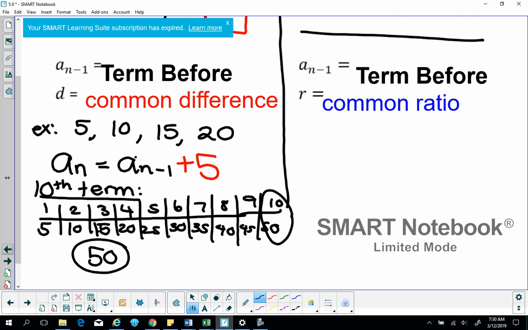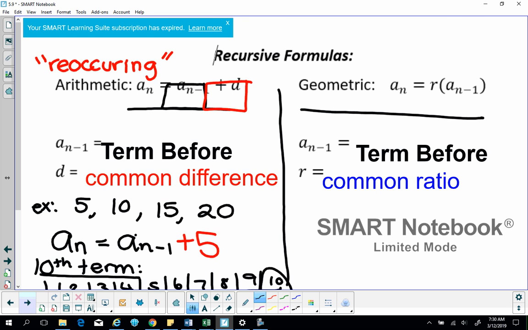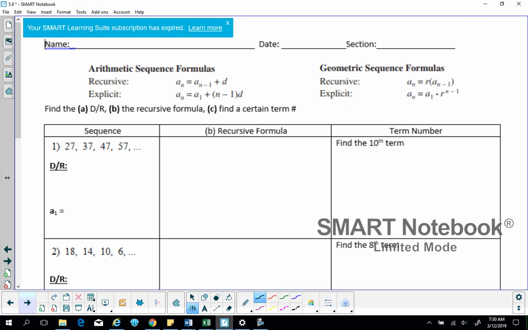Okay, so before we get to geometric, I'm going to have you guys go to that worksheet. You guys already did half of it. So if you go to this worksheet right here, it's the second page. It says recursive formula. So it's this little packet.